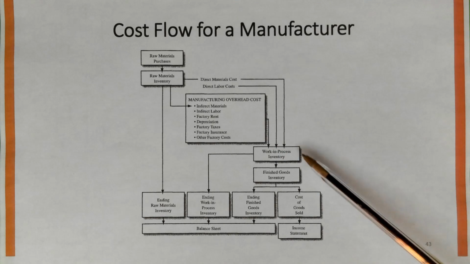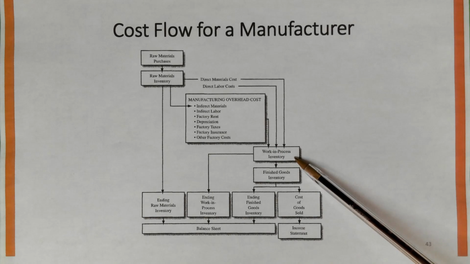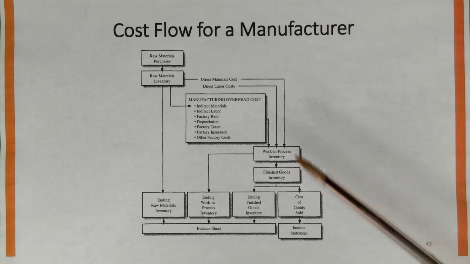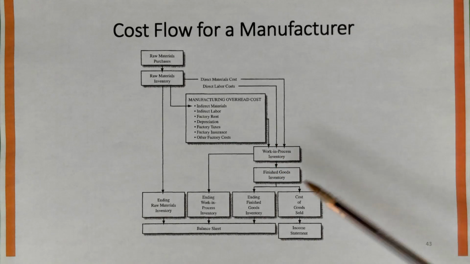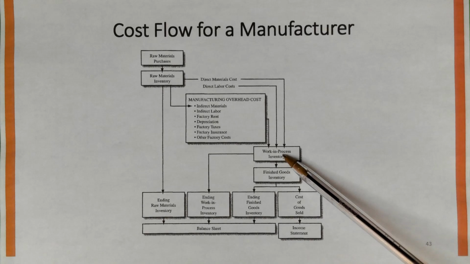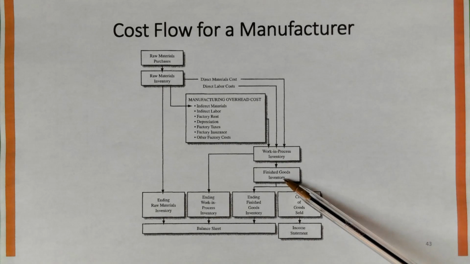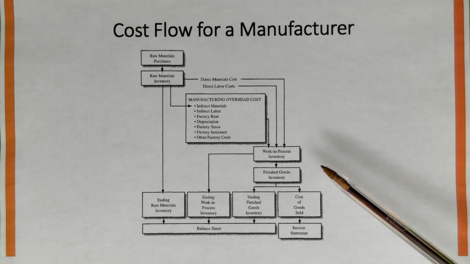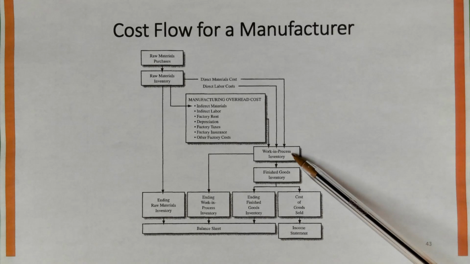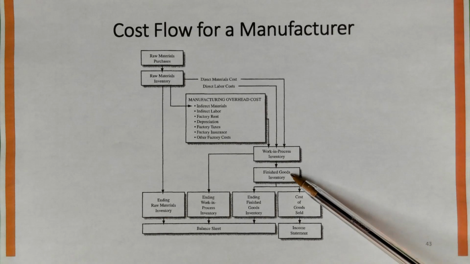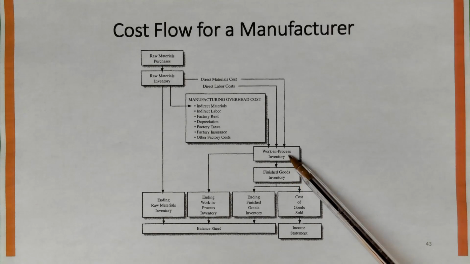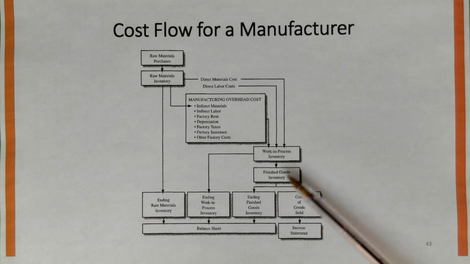They are all considered part of the cost of manufacturing our product, and therefore we place them in the work in process inventory. Now, once goods are completed, we move them from work in process inventory to finished goods inventory. So in the factory, they're actually transferred out of the factory and into a storage area for finished goods. When goods are completed, their cost is transferred from work in process inventory to finished goods inventory.